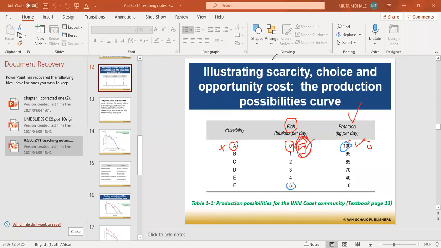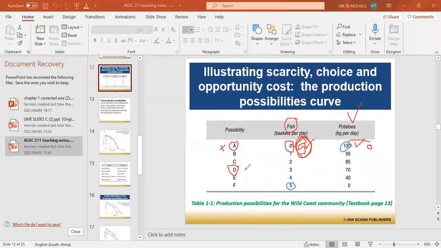Did you understand? Opportunity cost is a loss to the decision maker or a loss to the farmer. Does it make sense? Okay, let's go to combination D. You will understand. At combination D, if they say calculate the opportunity cost for combination D, you will always take the maximum and subtract by the value on that combination. So at combination D, this is what we have: 3 baskets of fish a day and 70 kgs of potatoes per day, right?